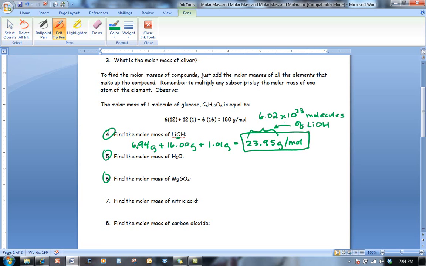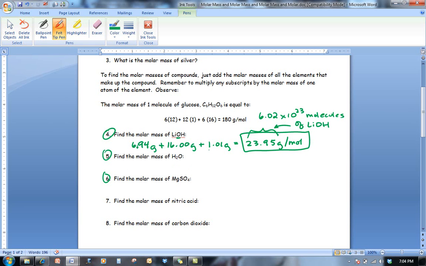So let's try the molar mass of water, H2O. Now we have something a little bit different from above, and we have a little subscript of 2 here. Now the subscript always refers to the element that it's to the right of. So I know that I have 2 hydrogens.